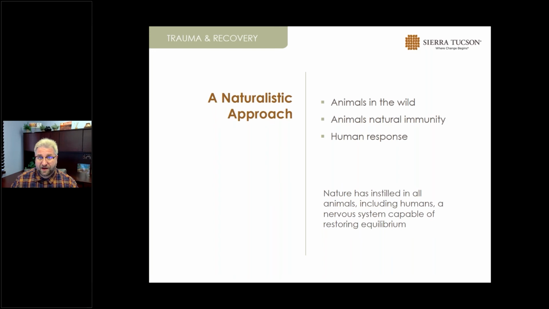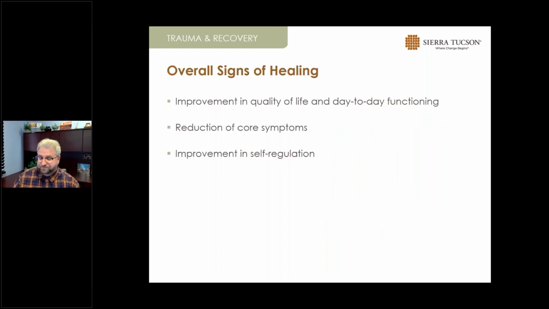Our response is we get in the way. And the way we do that is either we can do it through eating disorders, we can do it through substance use, we can do it through video game addiction, sex addiction. I mean, there's so many different ways that we can hinder our nervous system's ability to do what it needs to do. But what we really need to do is allow our nervous system to take care of itself because it knows how. We just need to get out of the way in order to let it do so. Nature has instilled in all animals, including humans, a nervous system that's capable of restoring equilibrium for us.